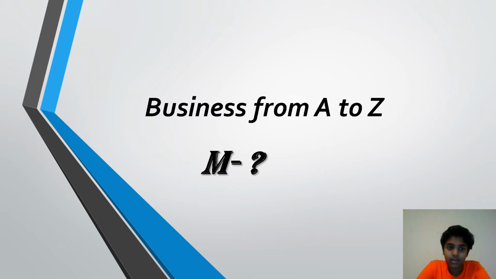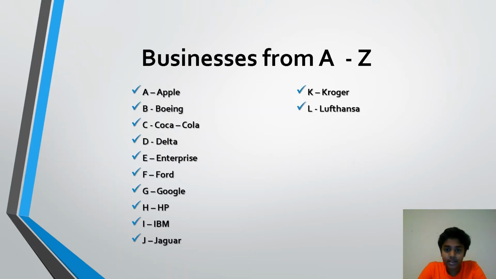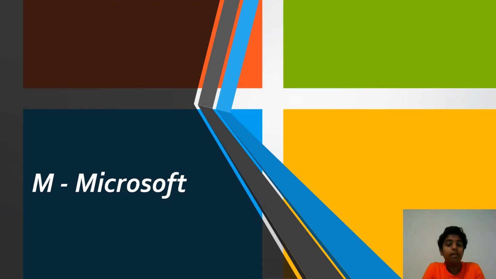In today's video, we're going to be covering our 13th video in the series Businesses from A to Z, so our 13th business. So far, as you guys know, we've done 12 businesses: A for Apple, B for Boeing, C for Coca-Cola, D for Delta, and etc. Today's video, we're going to be covering M for Microsoft.